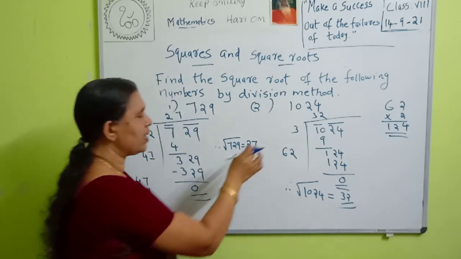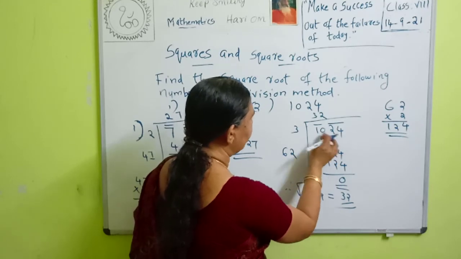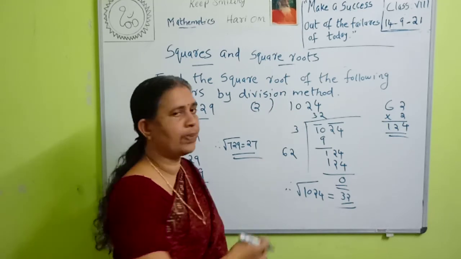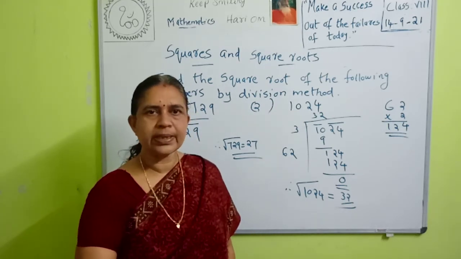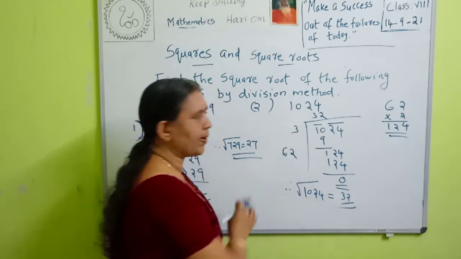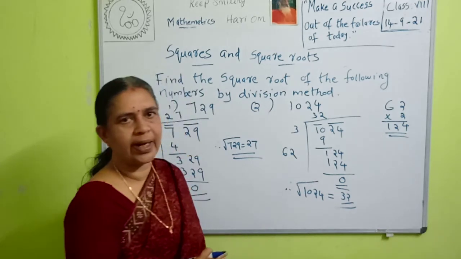Okay. Here the 1024, we take 2 pairs, 24 and 10. Then we find a perfect square number below 10. What is the perfect square number below 10? It is 9. Then what is the square root? 3. Then 3 into 3 is 9. Okay. Then we subtract it and write down the next digit. That is 124.